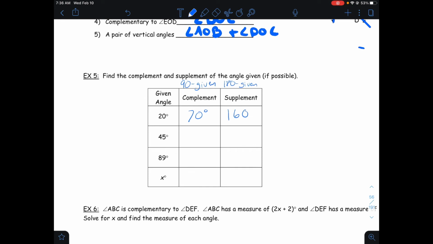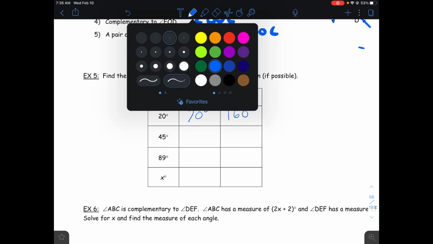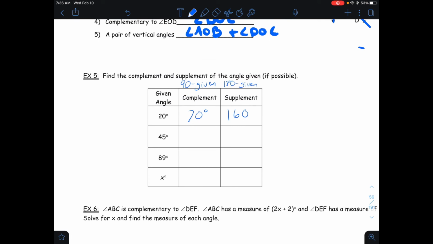And that makes sense, because if you do 20 plus 70, you get your 90. 20 plus 160, you get your 180. So let's keep rocking and rolling. Now we've got 45. 90 minus 45 gives us 45 degrees. 180 minus 45 is going to give you 135.